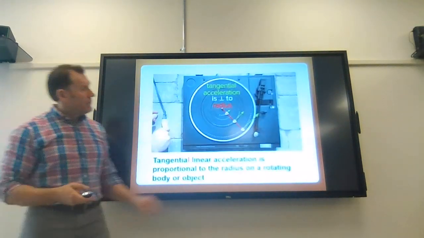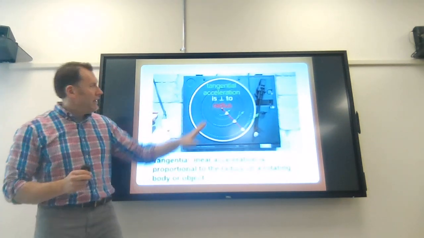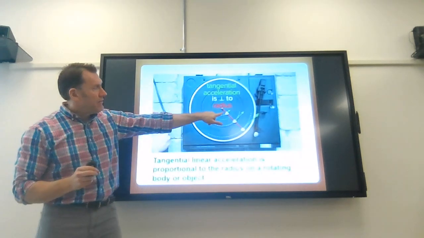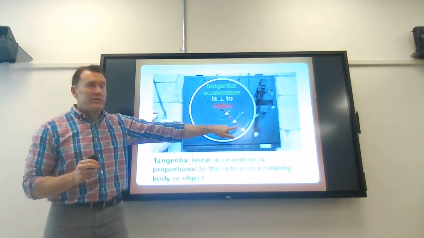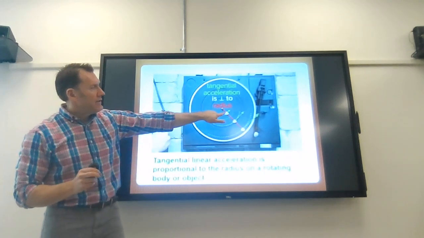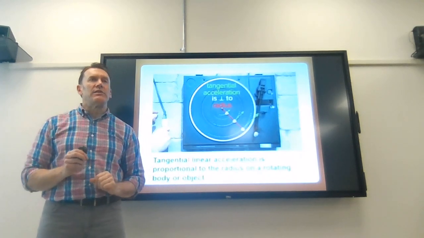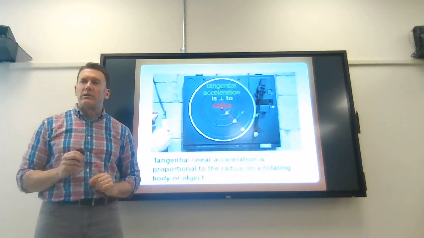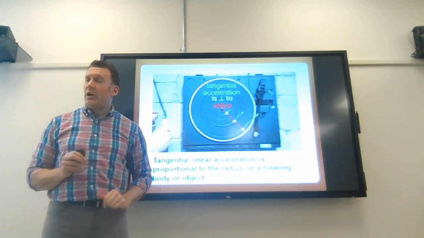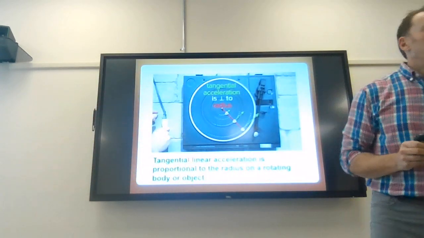So if we go here, all of these points have the same angular acceleration. They're spinning at the same rate. What's different is that they have a different radius. So each of these points has the same angular acceleration, but its linear acceleration is different because of the distance from the axis. So that's tangential acceleration. That's the first component of angular acceleration, is considering how far the distance is from a point on a rotating body to the axis. Okay, so do you have any questions on what that means?